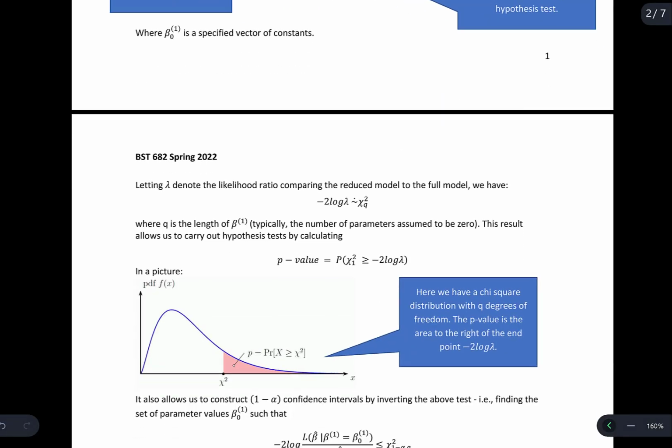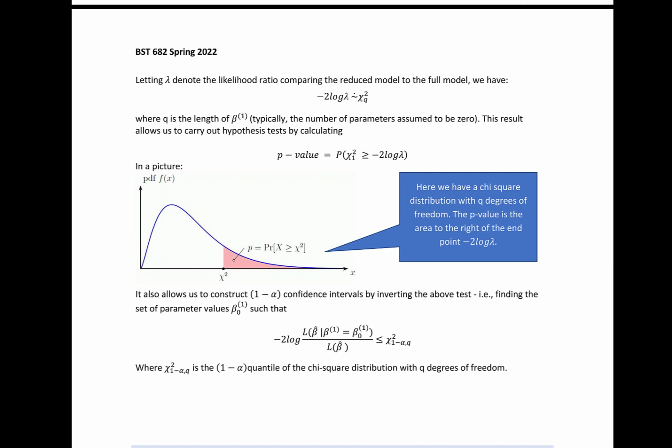All right. So here, again, we're going to let lambda denote the likelihood ratio comparing the reduced to the full model, and then the value that we're actually going to look at is minus 2 log lambda, and again, that's because you can show that this has a nice distribution, and it's approximately distributed chi-squared q, where q is the length of beta 1, and typically the number of parameters assumed to be 0.